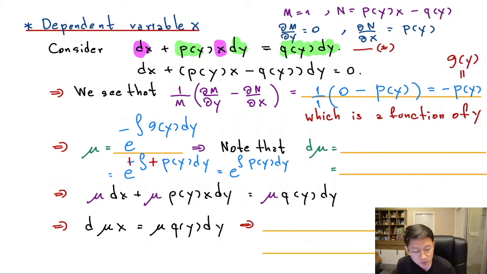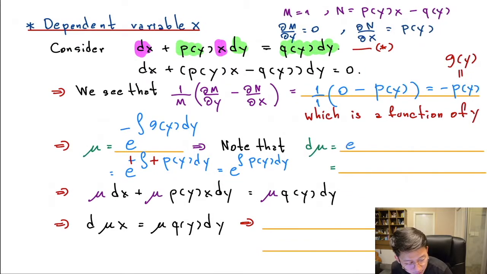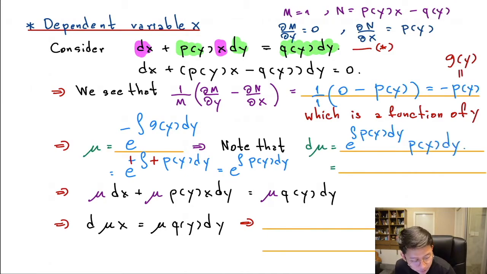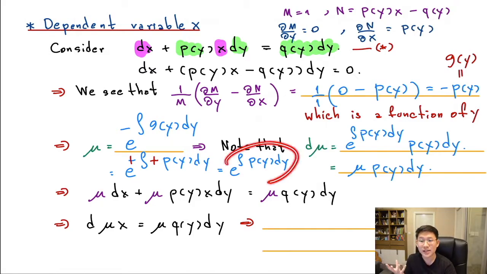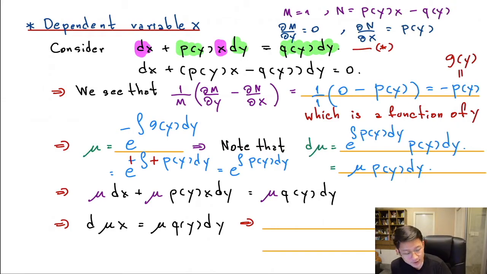And guys, dμ, what is dμ? It's e to the integral of p(y) dy times p(y) dy, which is μ p(y) dy. Don't forget μ is e to the integral of p(y) dy. So if you want to find dμ, you want to differentiate e to the u, so it's e to the u times du/dy, and then you have dy here. So then we have μ.